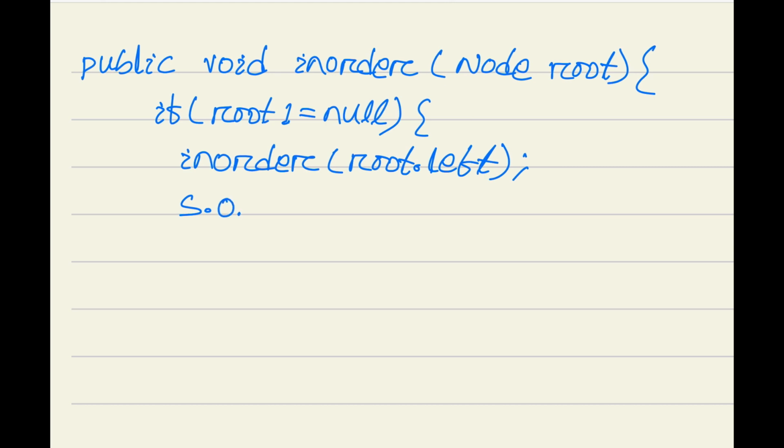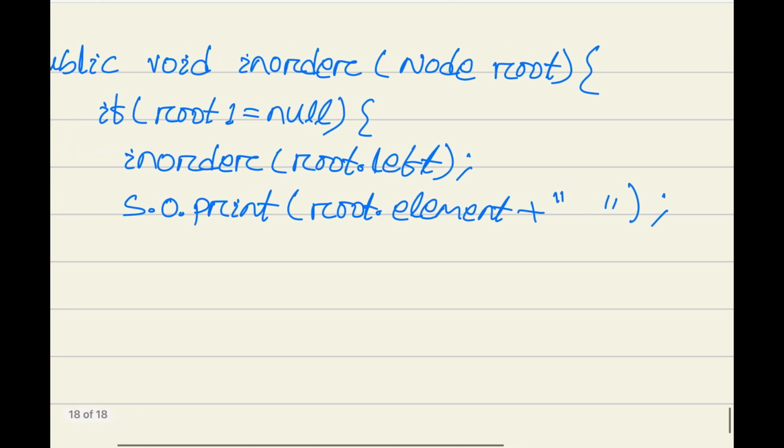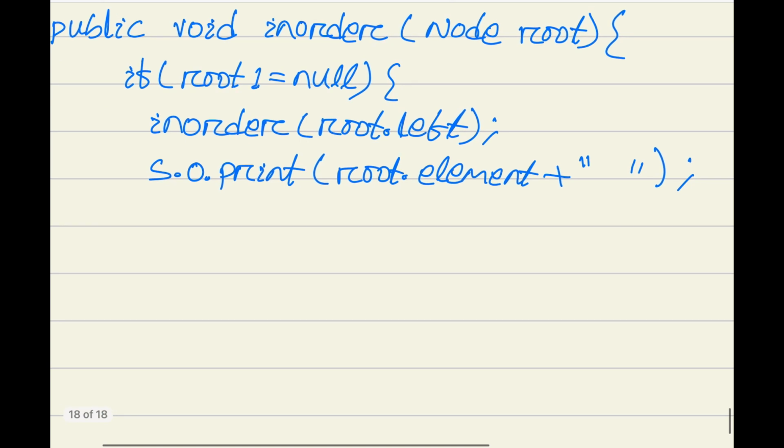then we are going to write system dot out dot print root dot element. So in short I am writing s dot o. So system dot out dot print root dot element, then some space we can write, so plus some space. Then after printing the root dot element, again visit the right subtree recursively.